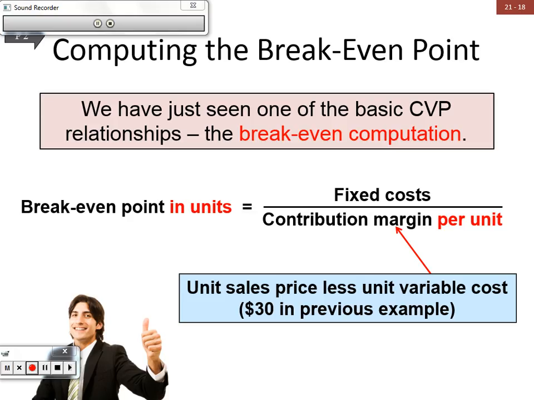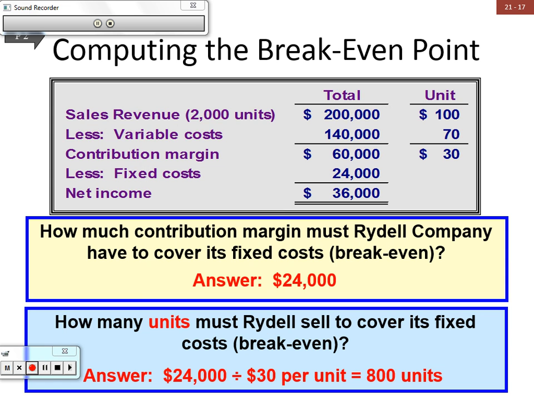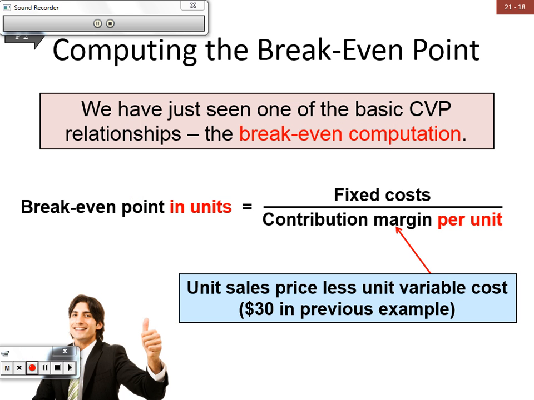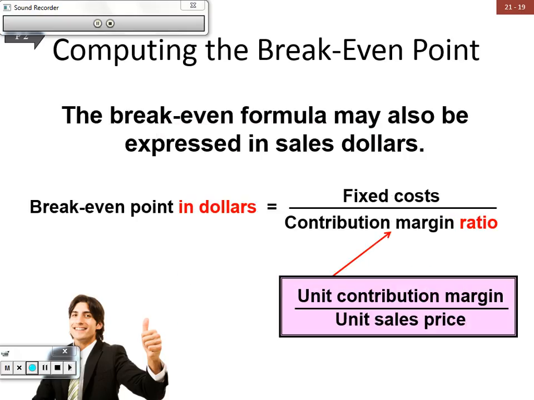And in order for you to get the contribution margin ratio, what are you going to have to do? Fixed cost divided by, no. Contribution margin ratio: contribution margin per unit divided by sales price per unit. Right, contribution margin per unit, which is the $30 divided by $100 or sales price per unit. Now, break even, you need fixed cost divided by contribution margin per unit. What about a break even in dollars? Fixed cost divided by what? Contribution margin ratio. And they're showing you here that you need your unit contribution margin per unit, and then divided by unit sales price.